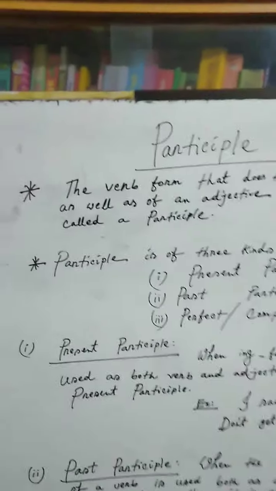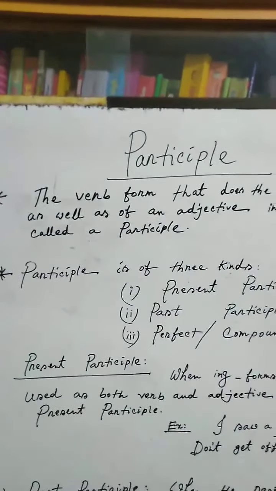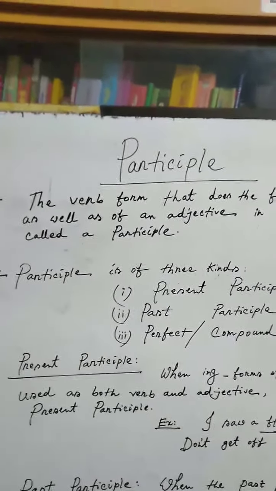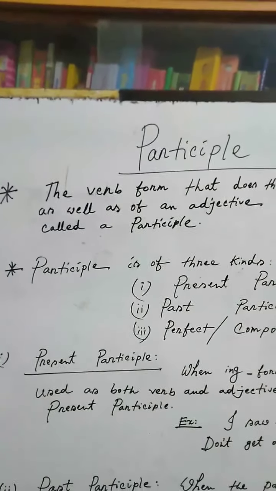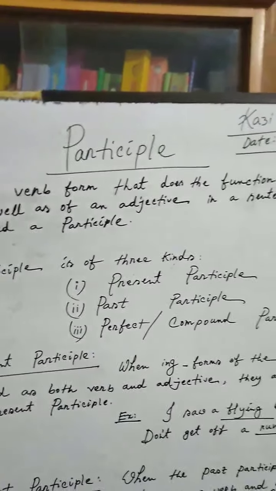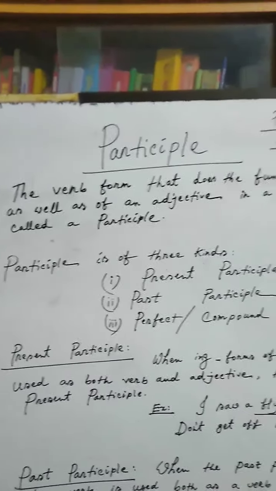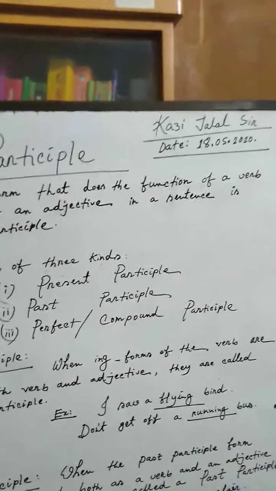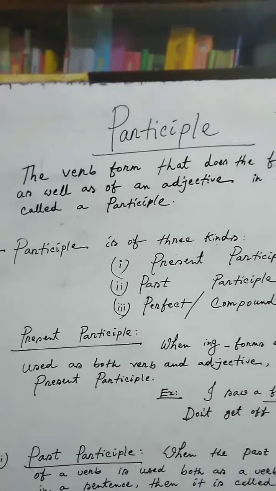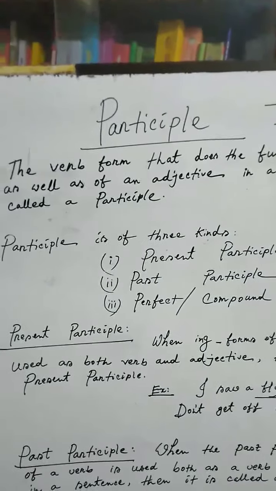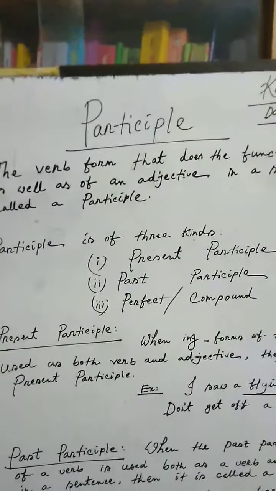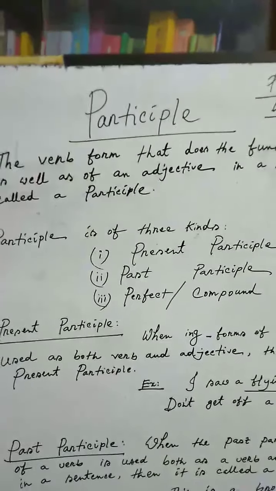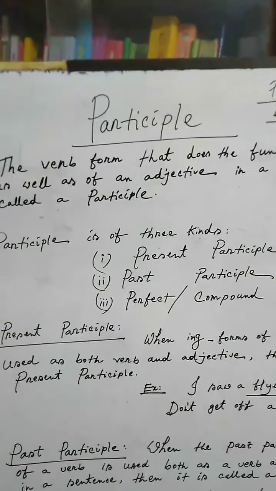My dear students, at first I will give you the definition of a participle. You can see from the board clearly that participle is the verb form that does the function of a verb as well as of an adjective in a sentence. That means participle is one kind of verb, but it acts like an adjective in a sentence. So when a verb acts like an adjective in a sentence, it is called participle.